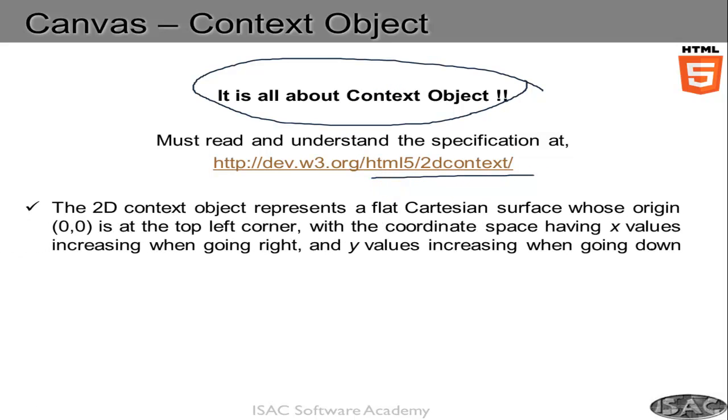The 2D context object represents a flat Cartesian surface. So basically when the context object is created, it is creating a 2D context object, a Cartesian surface whose origin 0,0 is at the top left corner, with the coordinate space having x values increasing when going right and y values increasing when going down.